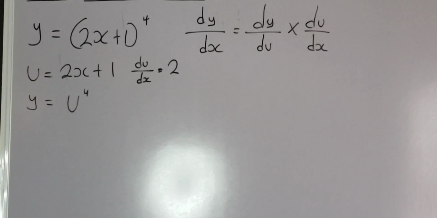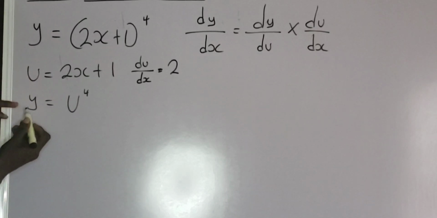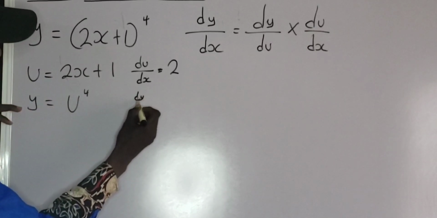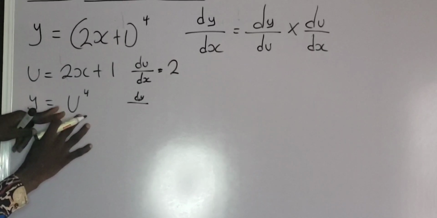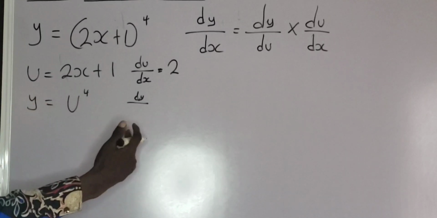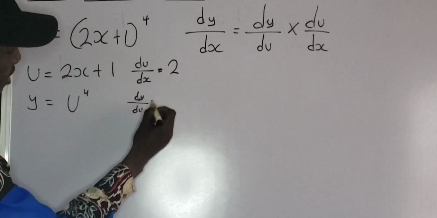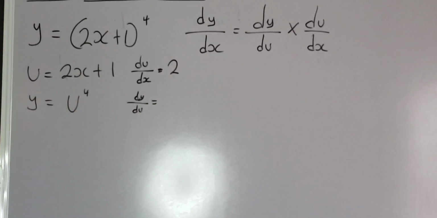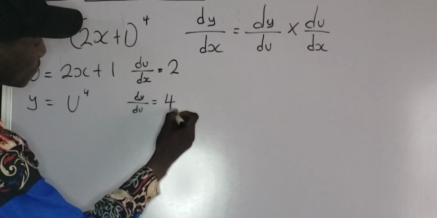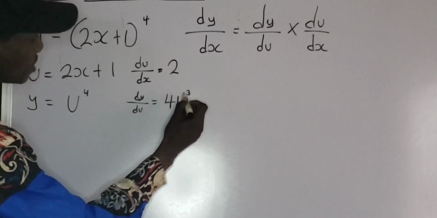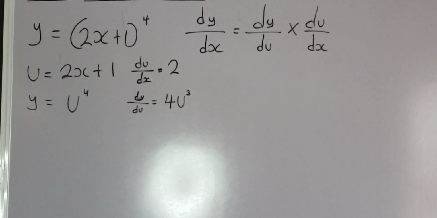Now, let us take the derivative of y. I'm going to take the derivative of y with respect to what I have here. I'm having u, you understand, at the right hand side of this equation. So I'm going to have dy over du is equals to what? If you differentiate u to the power of 4 using the power rule, you are going to get 4u raised to the power of 3. Do you understand? So we have differentiated u and y.